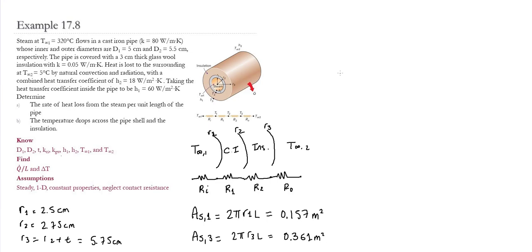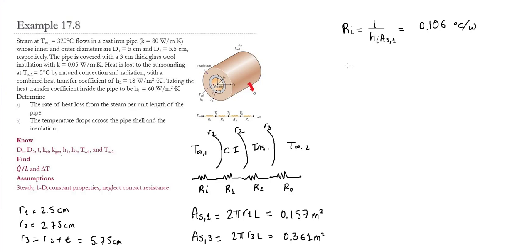Okay, now using this geometry, we're going to calculate all the different resistances. So we have Ri, and as we said, Ri is the convection resistance that is in the internal component, which is carried by the steam. So it's 1 over hi times the surface area that we had at that location. And then if we substitute those values, we get that the internal convection resistance is 0.106 Celsius over watts.